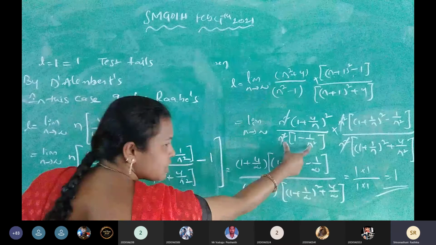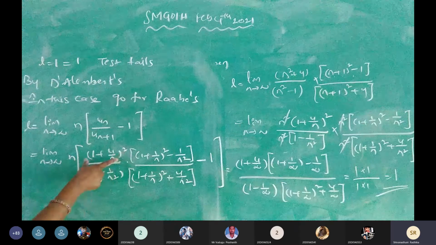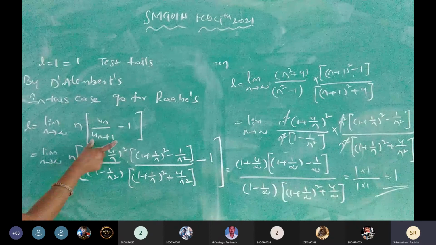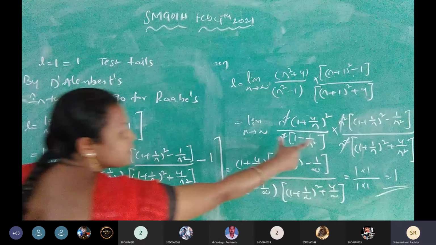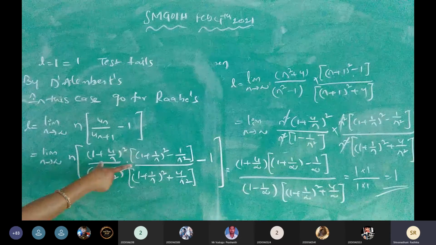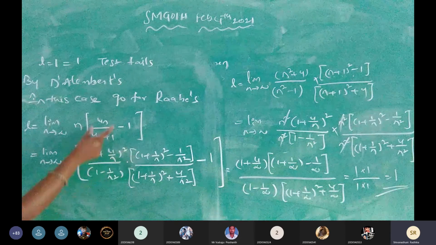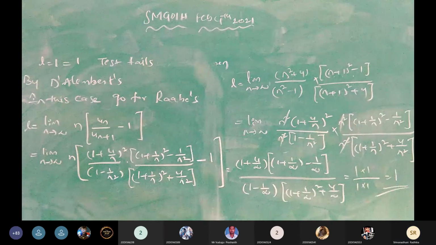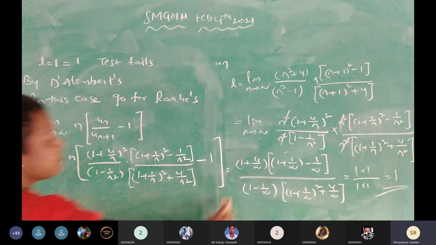So once again, don't waste your time. Directly you can substitute un by un plus 1 after simplification of the D'Alembert. So that un as is you can put down here. So this is un by un plus 1. Again, we have the minus 1 there. It is clear? Any doubts?